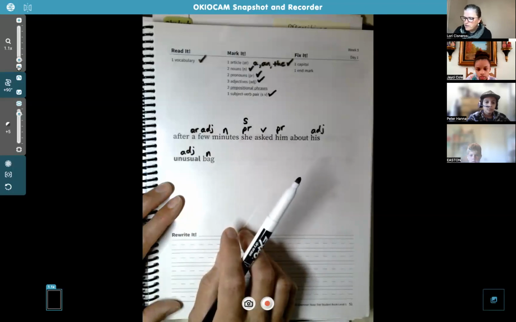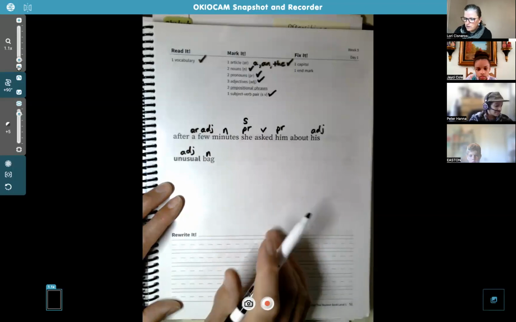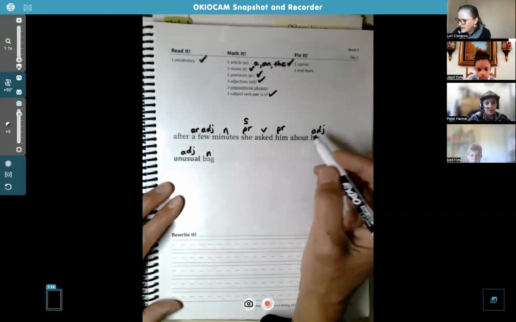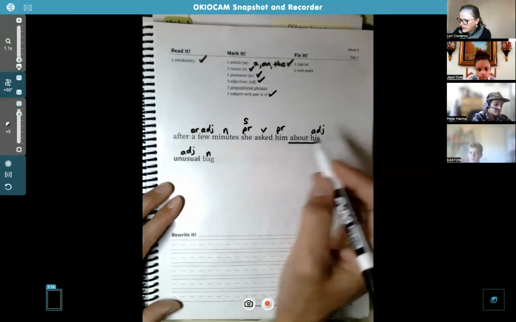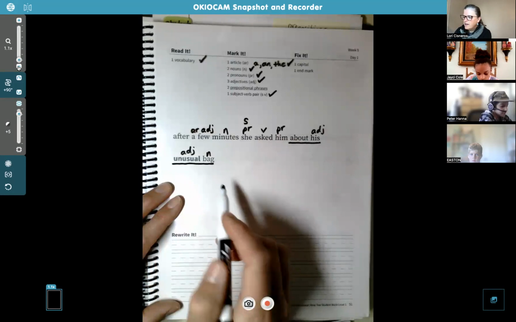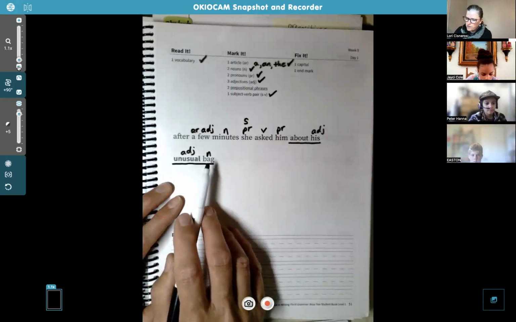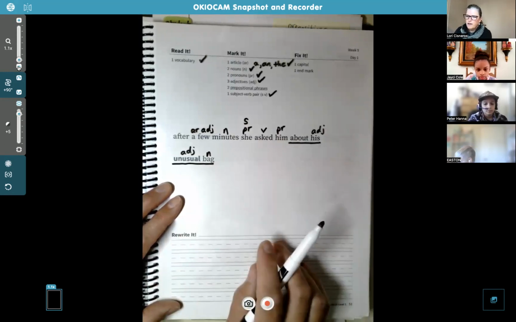So Peter, do you see a prepositional phrase here that we can underline? It's going to start with one of those words that doesn't have a label. About his unusual bag. Yes, good. About his unusual bag. And it always stops on either a noun or a pronoun. So you're right, it stops on bag, which is the noun. About his unusual bag. And then JC, do you see the other prepositional phrase?